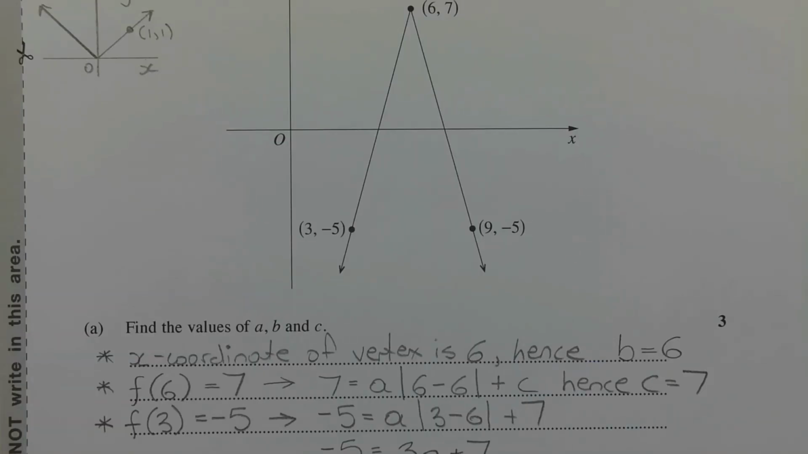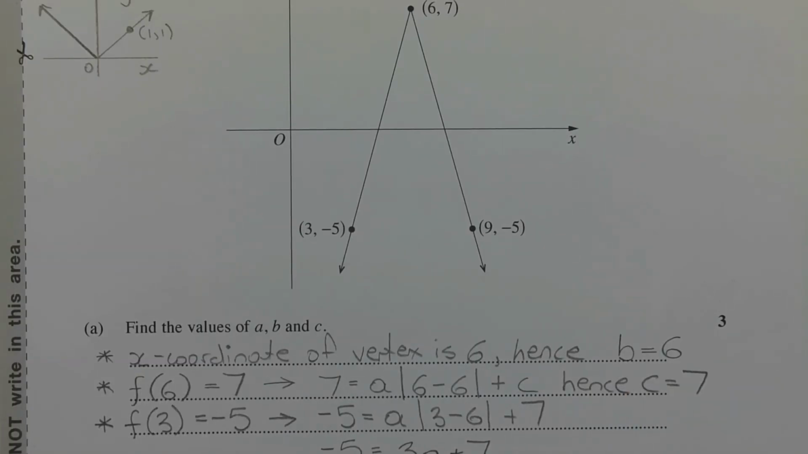So substituting those values into the function, we can then find the value of c. So 7 is equal to a times the absolute value of 6 minus 6 plus c, and the absolute value of 6 minus 6 is 0, and 0 times a is 0, and that's why c is equal to 7.